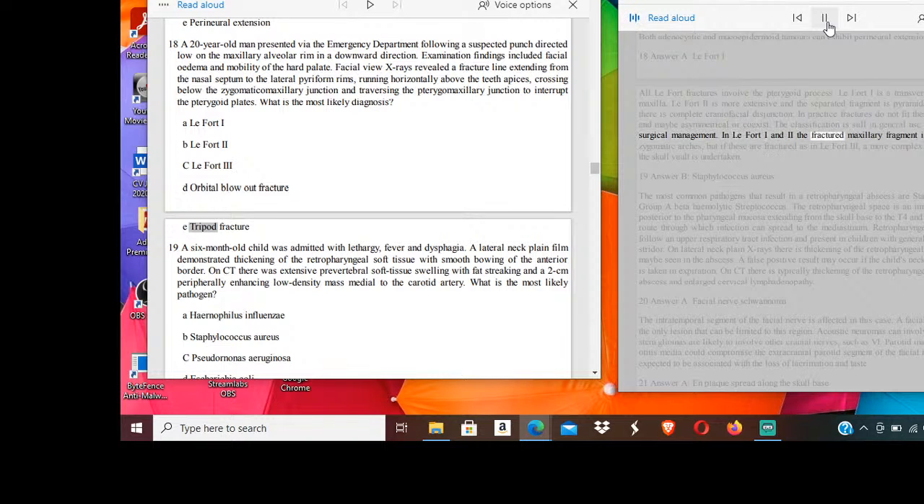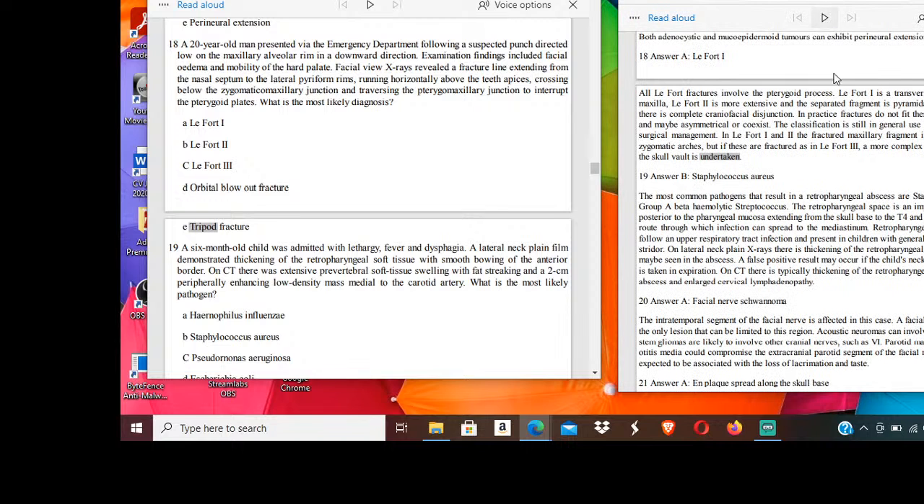In Le Fort I and 2 the fractured maxillary fragment is usually wired to the zygomatic arches, but if these are fractured as in Le Fort 3, a more complex pin and rod fixation to the skull vault is undertaken.